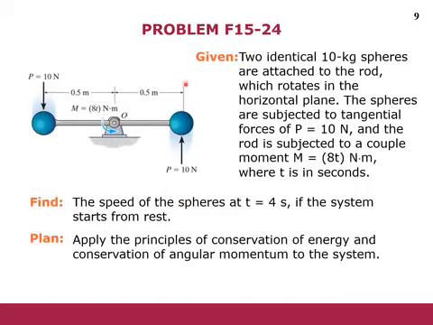So this is our system in which we have two spheres on which some forces are acting, and it is also provided that a couple moment of 80 Newton meter is applied on this rod. As our bodies, or the particles, are moving about a pivot point which is O, we can apply the principle of angular impulse and momentum in this problem. So let's move ahead and apply the equation to get the velocity of the sphere after 4 seconds.